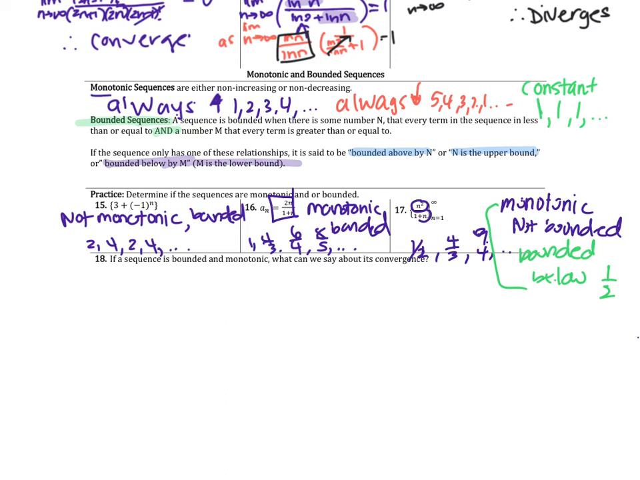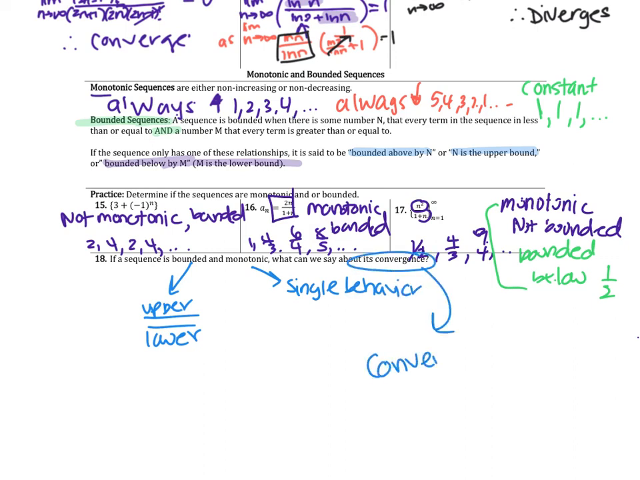All right, last question, number 18. If a sequence is bounded and monotonic, what can we say about its convergence? Go ahead and pause the video and think about what those conditions mean, and then see if you can come up with an answer to that question. All right, bounded, meaning it has an upper and a lower bound, so it's trapped between two numbers, and it has a single behavior since it's monotonic. So what does that say about convergence? It is always going to converge.